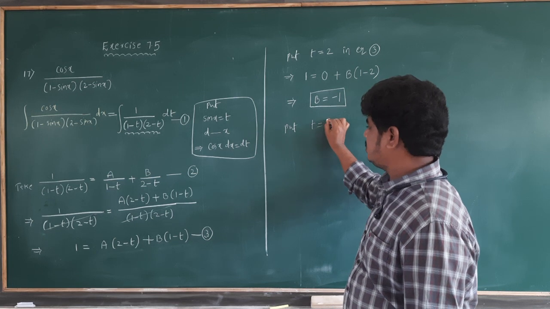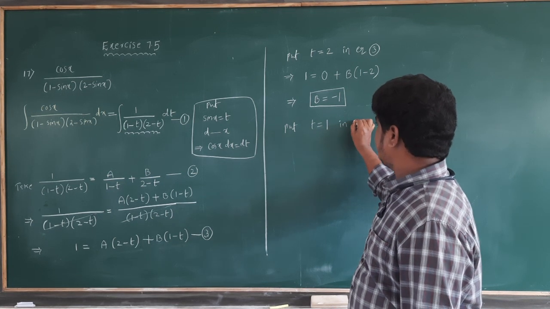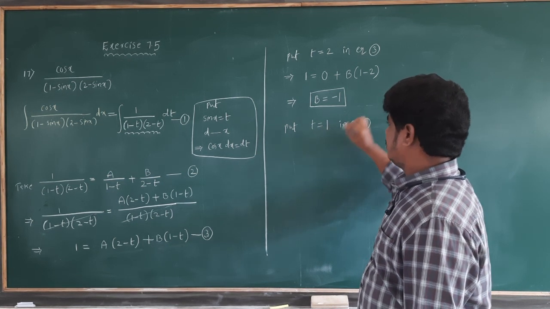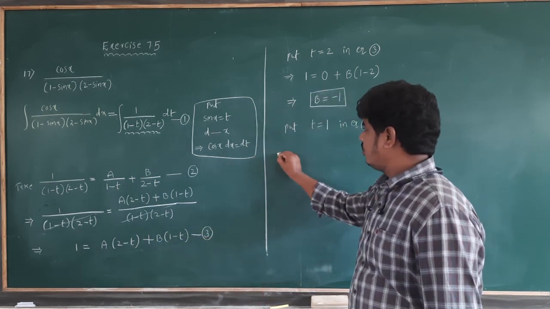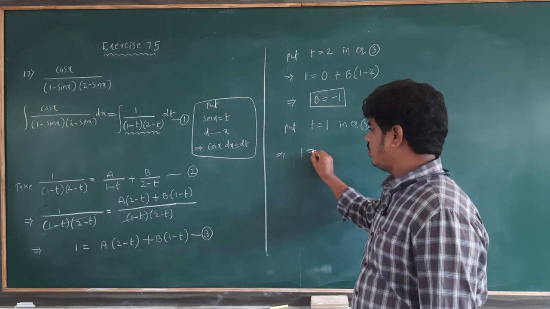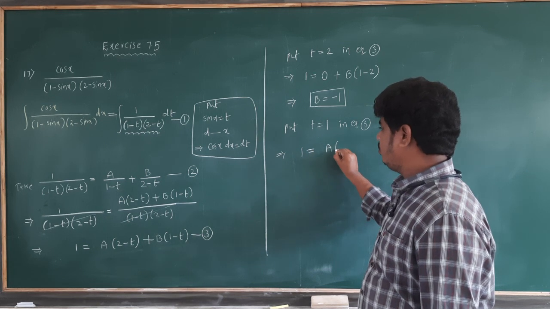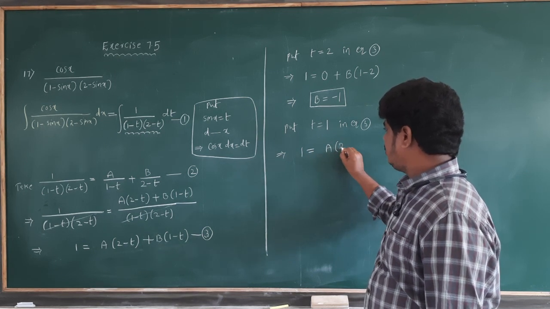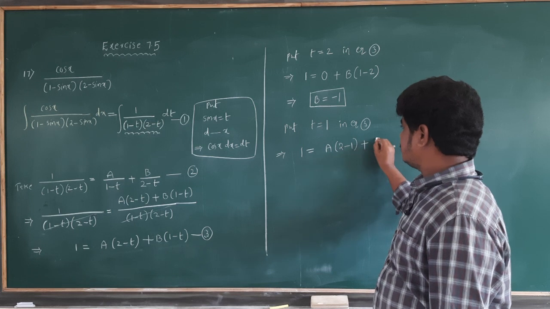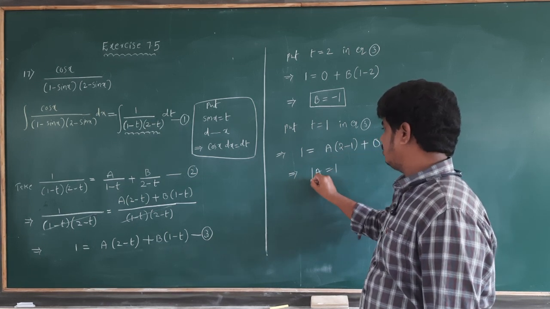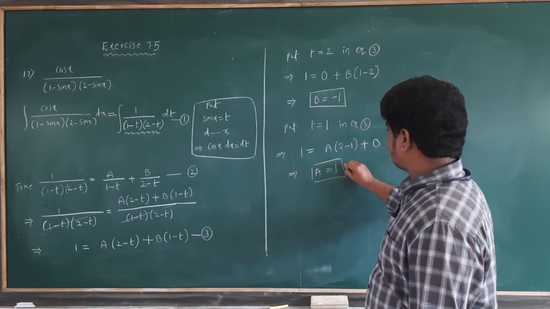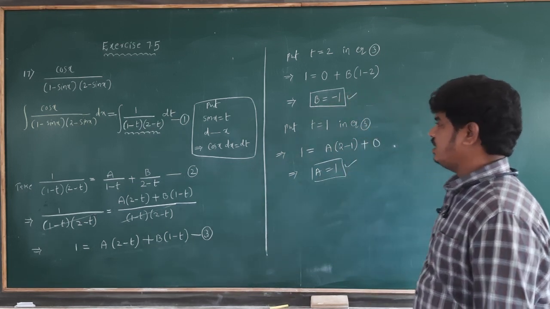Next, take t equals 1. Put t equals 1 in equation 3. Now watch. That time the b term will become 0. So what can we write? 1 is equal to a into 2 minus 1 plus 0. What is the value of a? That is 1. Okay. A is equal to 1. B is equal to minus 1.